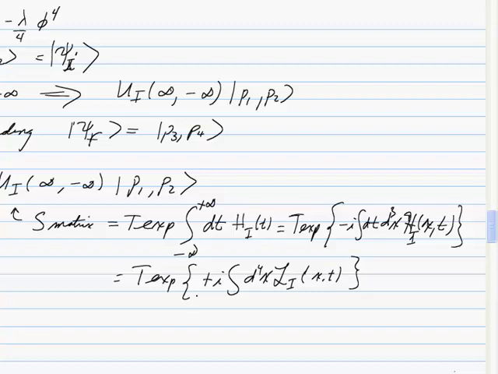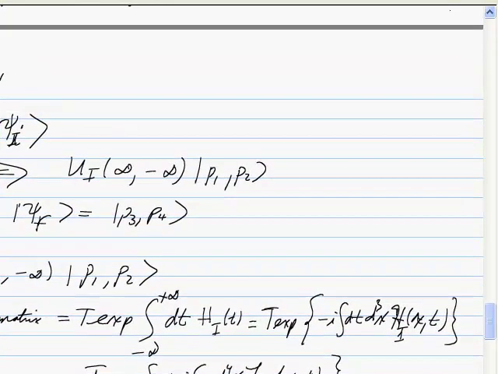So in all of our examples, the interaction Hamiltonian is just minus the interaction Lagrangian. Remember, it's pi phi dot minus L. And so as long as you don't change what pi, the canonical momentum, means, then it's just the minus L part that contributes. And that'll be all of our examples.